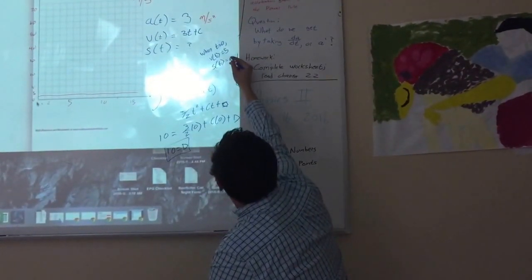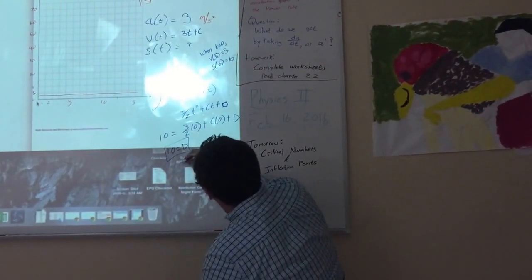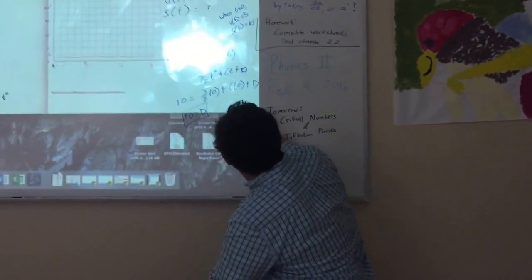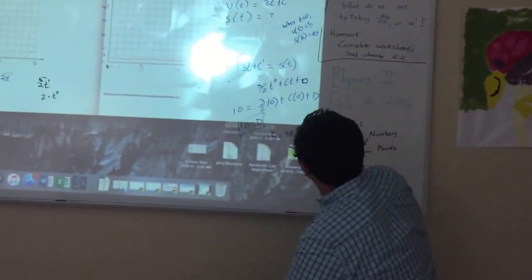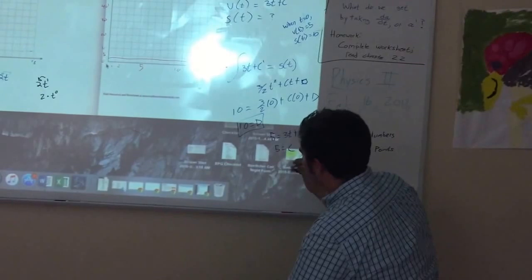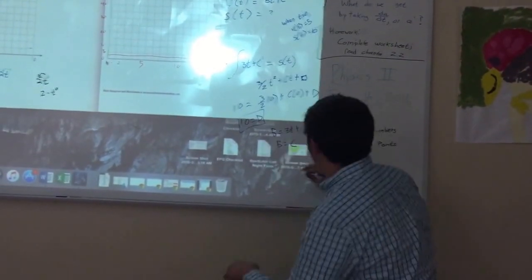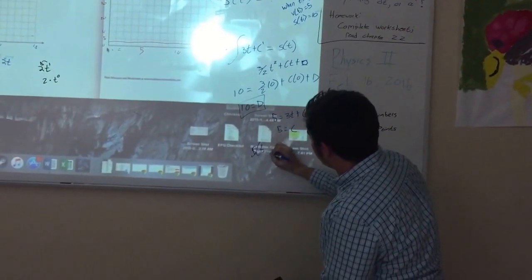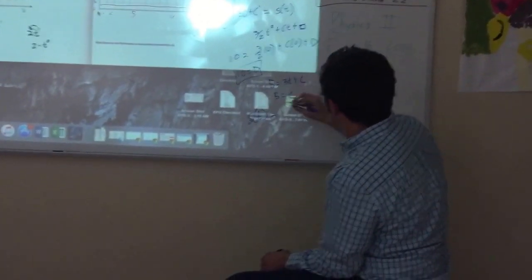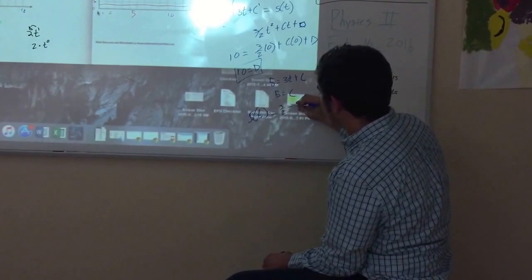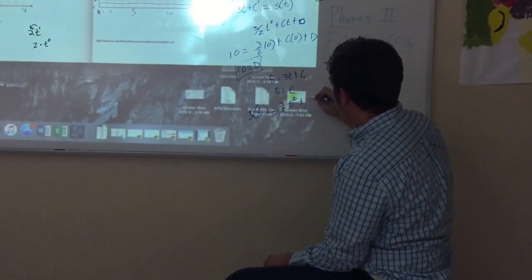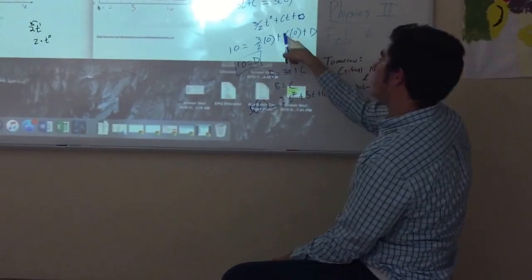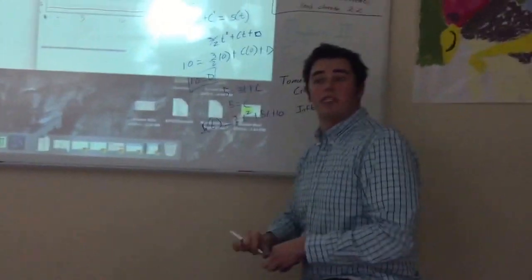And then plugging in for the velocity, we can figure out that 5 equals 3t plus c. t equals 0, so 5 equals c, easy enough. So then our final calculation for position over time is going to equal 3 halves t squared plus 5t plus 10, using our c and d constants that we found just now.